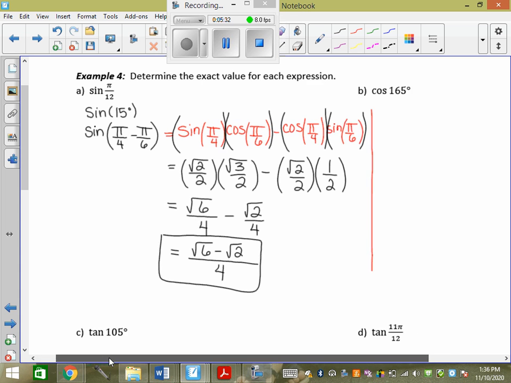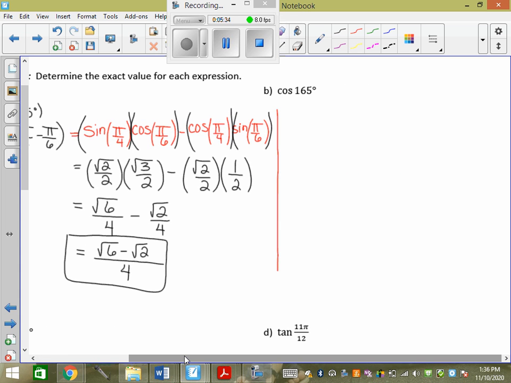You're trying cos 165. What are the two things that I could do to get 165? I could add 135 plus 30.